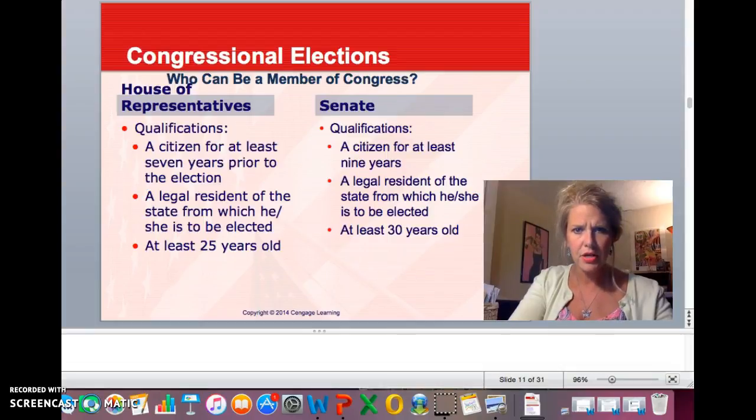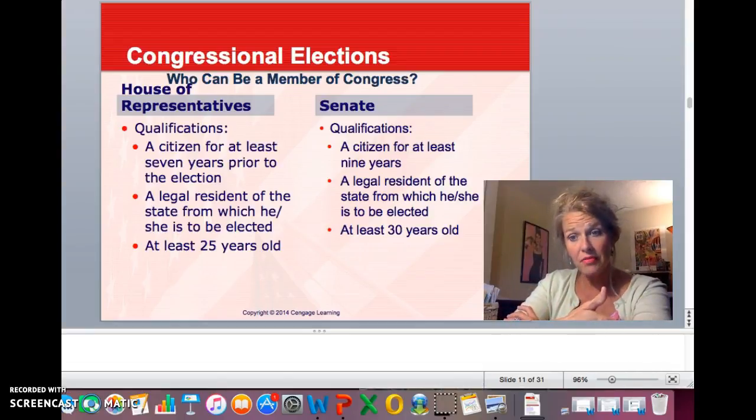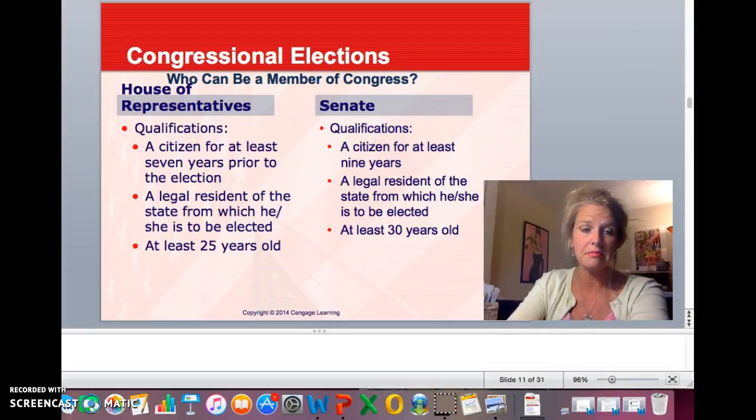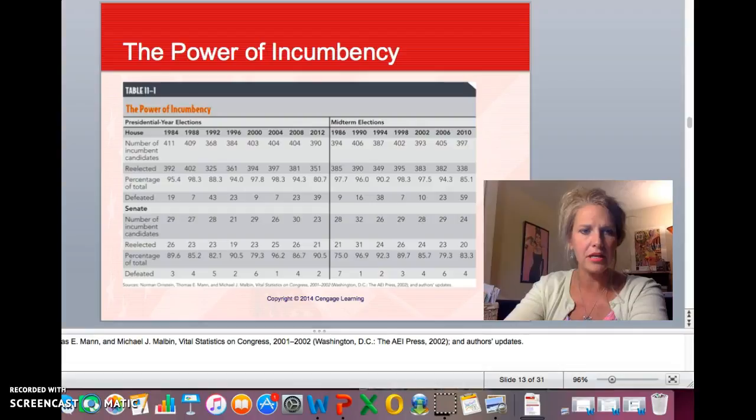Okay, elections. Who can be a member of Congress? We already talked about that. For the House of Representatives, 25 years old and 7 years a citizen. For senator, 30 years old and 9 years a citizen. A president needs to be 35, and he must be born a citizen. The power of incumbency we just talked about: franking privileges, that sort of thing, name recognition. Nice little table.